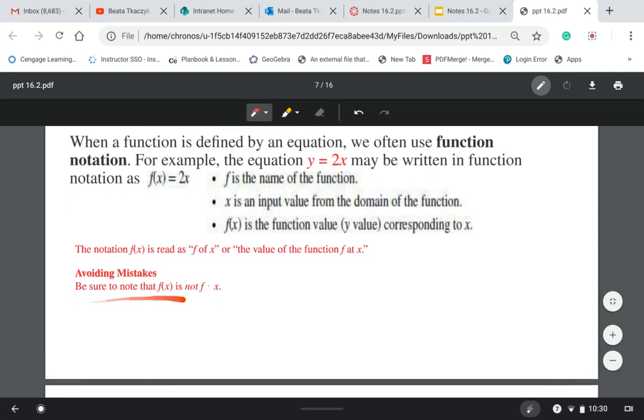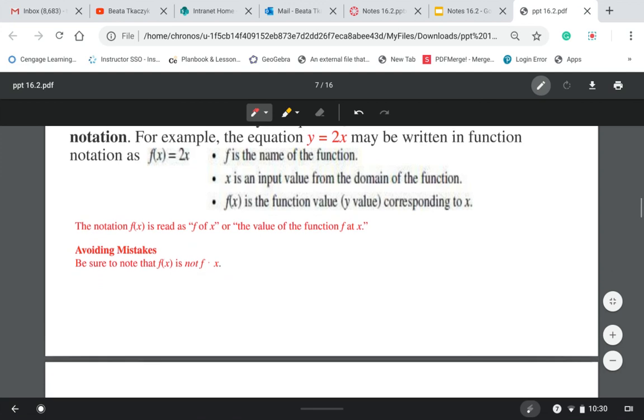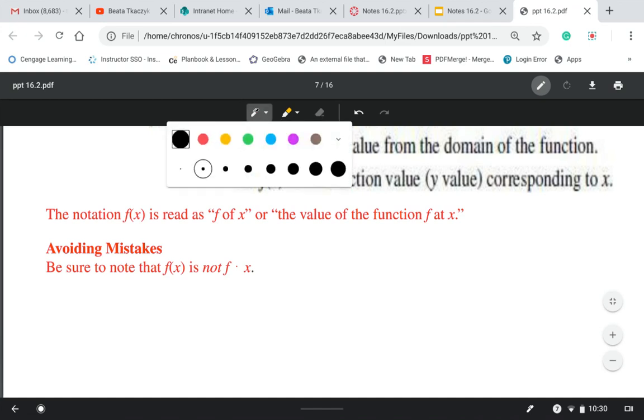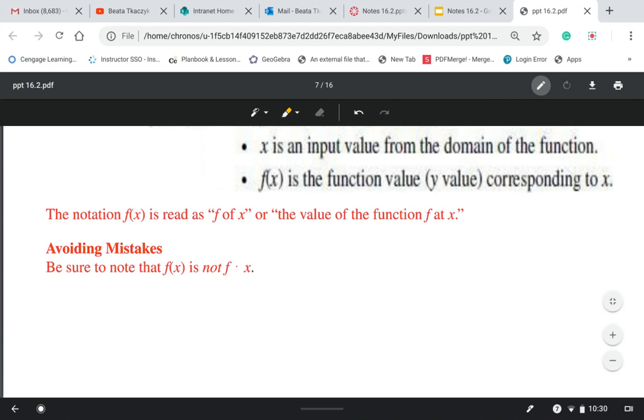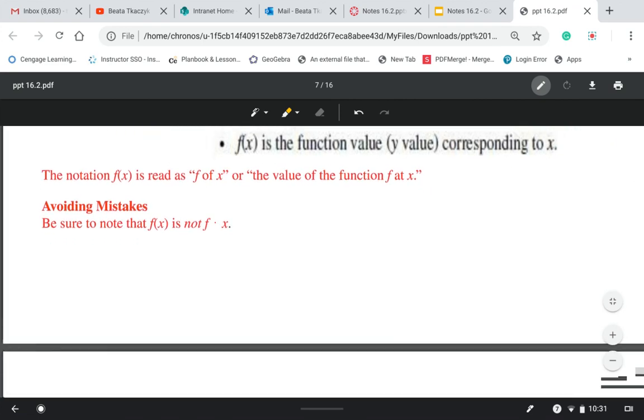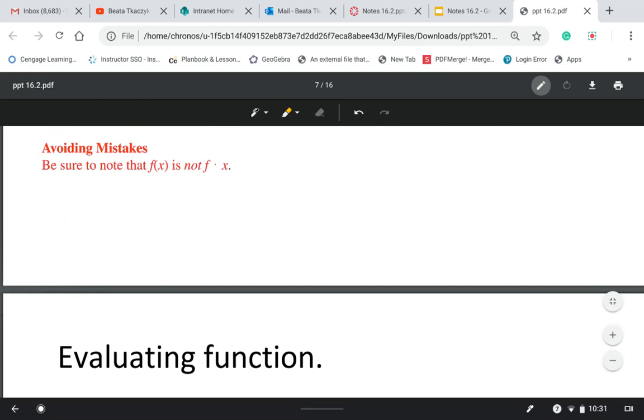Okay, and here, very important, to avoid mistakes, make sure to know that f of x is not the same as f times x. This is f of x, which technically means y. We just have to get used to that new notation because we're talking about the function. A function is a very specific relation where each input, each x, has assigned exactly one output.